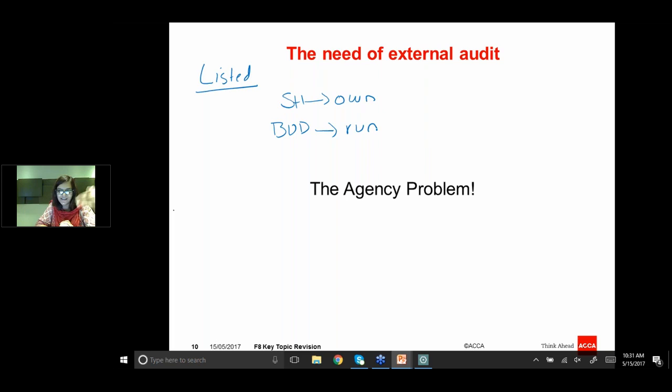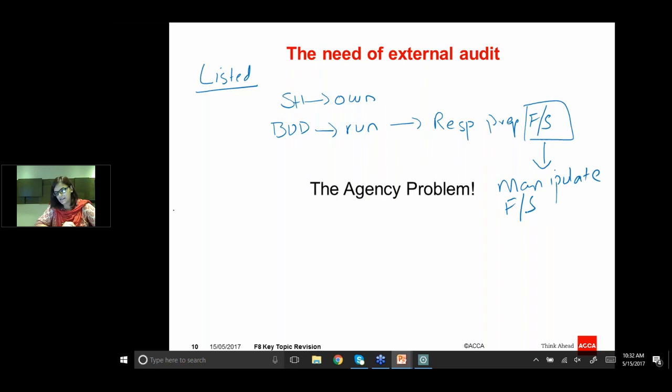Now, these directors are also responsible for preparing the financial statements. And as accounting students, we know that these financial statements are basically telling you about the financial position and performance of the company. Now, these directors, they have a few concerns. What they want to do is, they might try to manipulate these financial statements. So they might want to show extra assets and income. They might want to hide their liabilities and expenses. I'm only telling you a story.